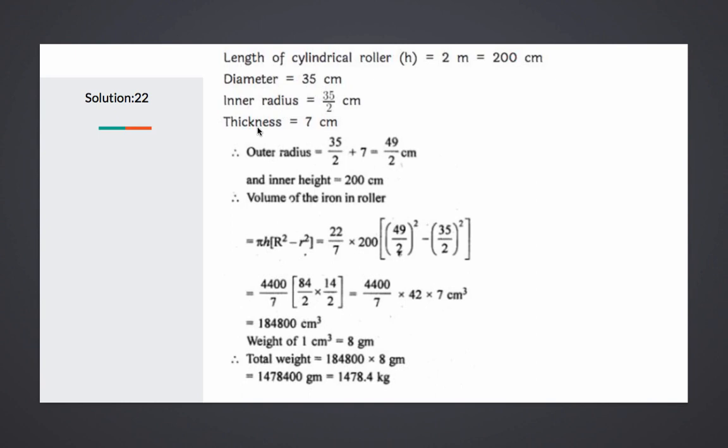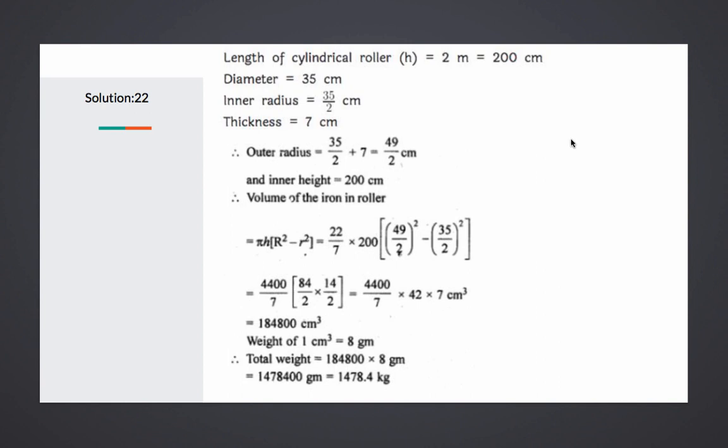How much is the thickness of the pipe? That is given in the question. Thickness is 7 centimeter all around. So thickness is this. Clear? The outer radius will be what? The thickness plus the inner radius. Is that clear, students? Fine.